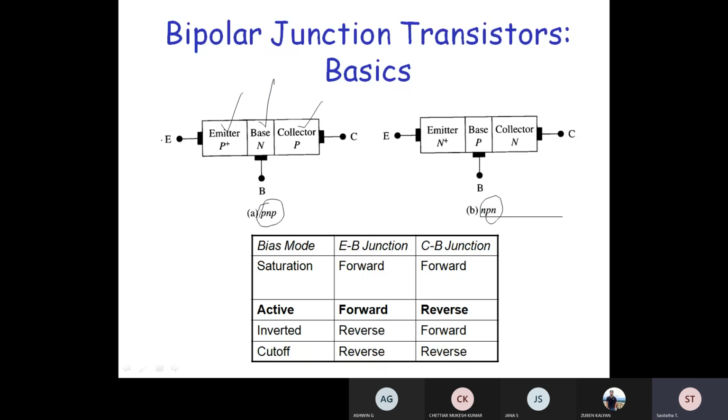One is called the emitter, or E, another one is the base, B, and the third one is the collector, C. I'll explain what each is. In a PNP transistor, the emitter is made of P-type semiconductor, the base is made of N-type semiconductor, and the collector is made of P-type semiconductor. In an NPN transistor, the emitter is made of N-type semiconductor, and the collector is also made of N-type semiconductor. In between the emitter and collector there is a P-type base. So this is called an NPN transistor.